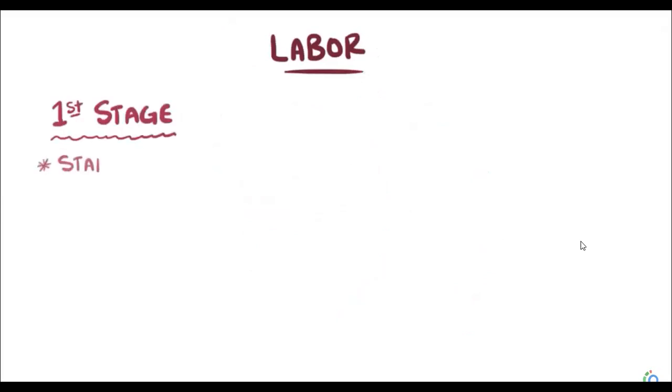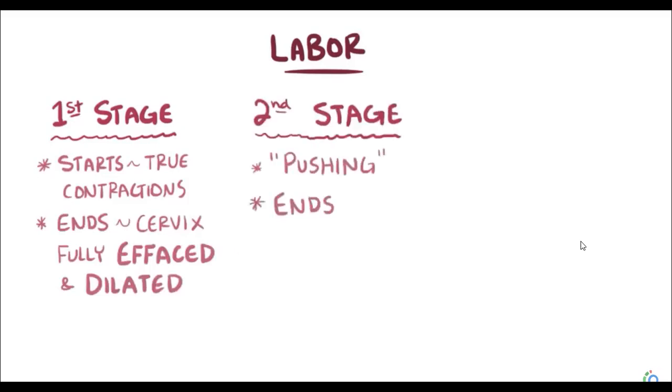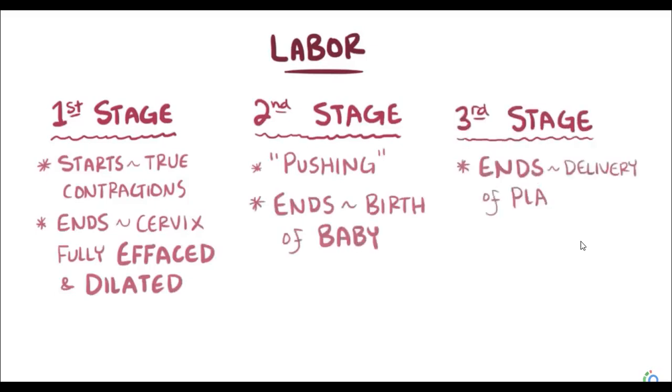Alright, as a quick recap, labor is composed of 3 stages. The first stage starts with true labor contractions and ends when the cervix is completely effaced and dilated. The second stage is the pushing stage, which ends with the birth of the baby. The third stage ends with delivery of the placenta.